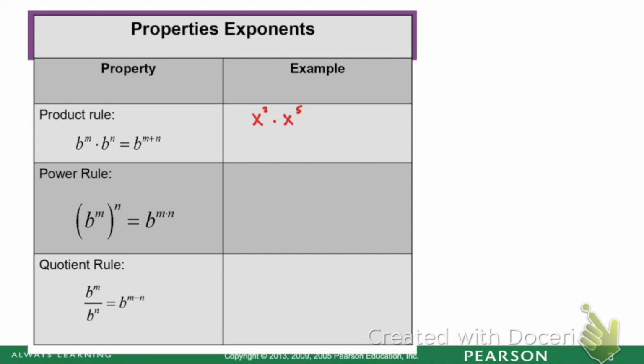Notice the bases are the same. They're both x's. If the bases were different, you couldn't use this rule, but the bases are the same. So if you're multiplying x squared times x to the fifth, you just add your exponents. So your answer would be x to the seventh.